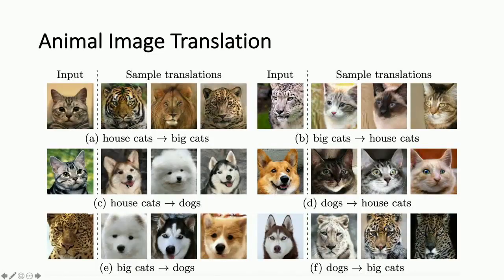And our model is quite general and can be applied to many cases. For example, translating between animal images, like translating house cats to dogs or house cats to big cats.